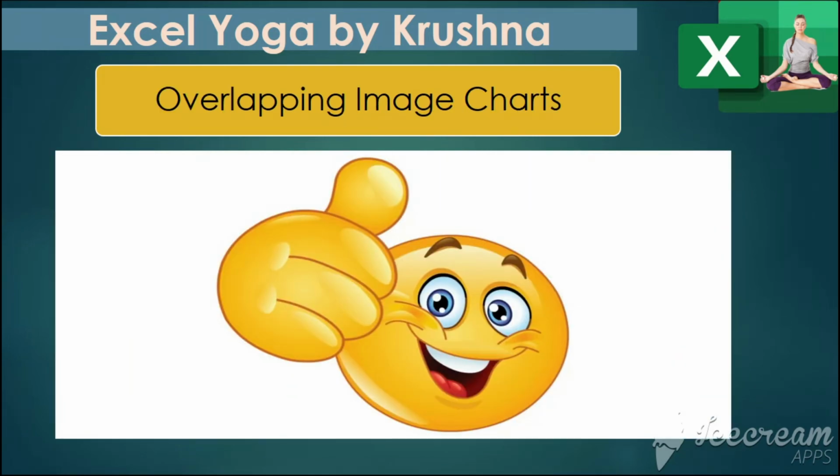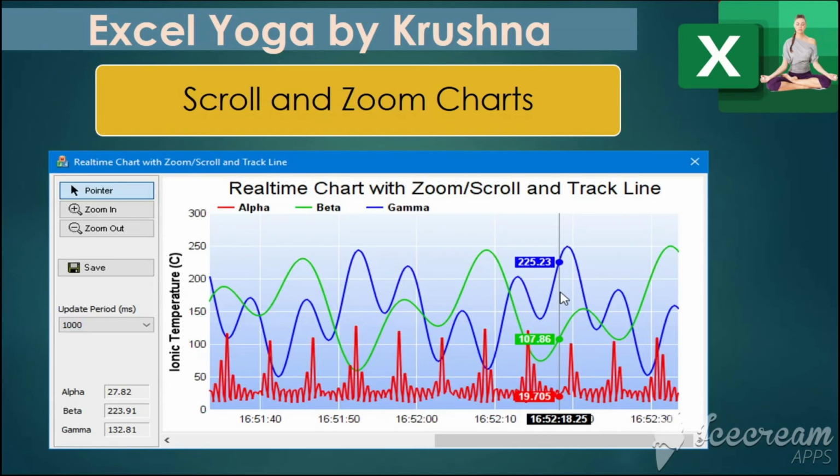Then overlapping image charts. It's a very interesting chart, like in a combo chart, or in a clustered or pie chart. Whenever we show some data, if you don't like the visualization, then we can add any kind of feature in that chart, so it will look a little different, and some people like watching charts in this way only, so we can use it. I will show you a real example of overlapping an image over a chart.